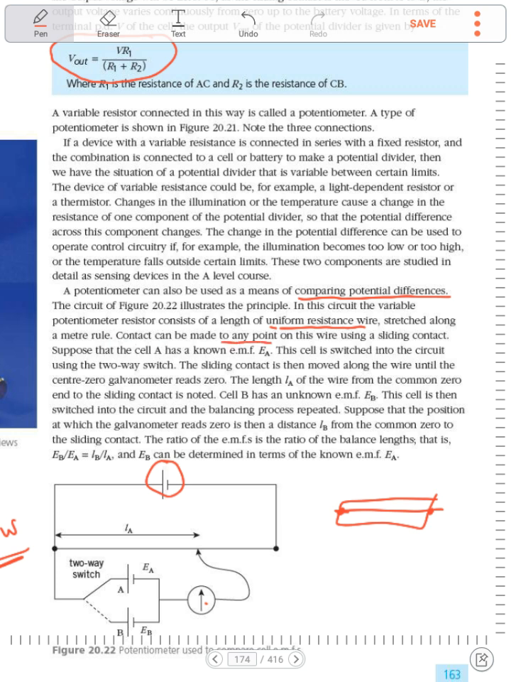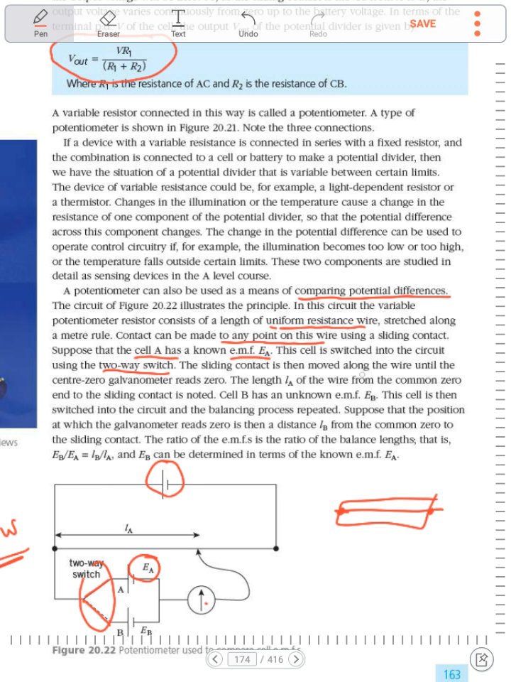Contact can be made to any point on this wire using a sliding contact. Suppose that cell A has a known EMF. The cell is switched into the circuit using the two-way switch. This is the two-way switch. You can switch this battery or this one; you can't connect both of these together.